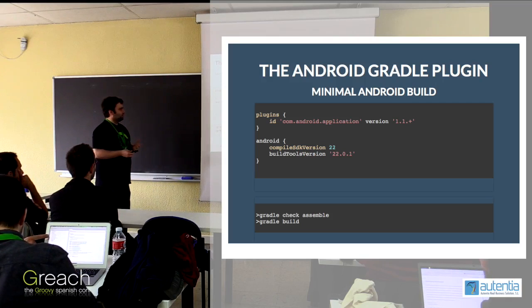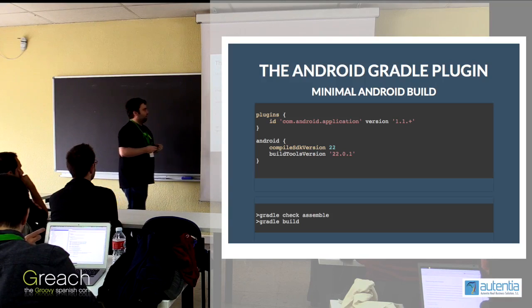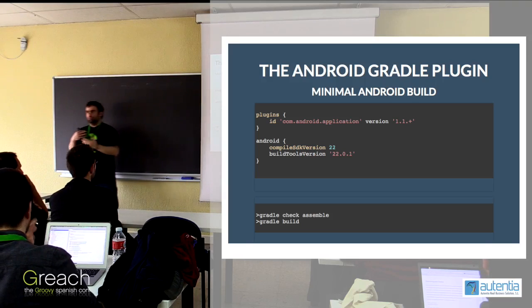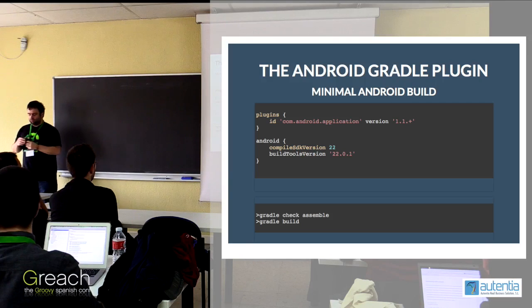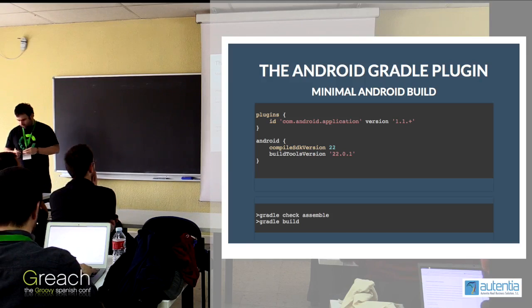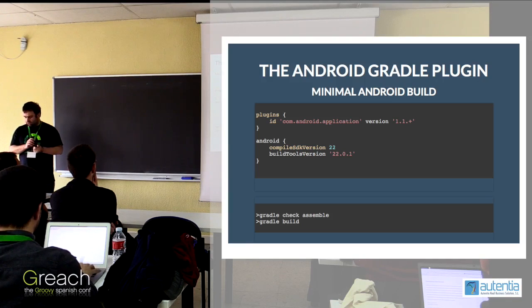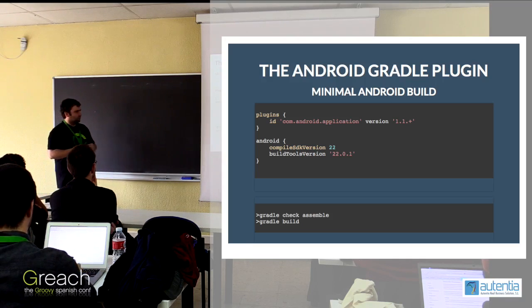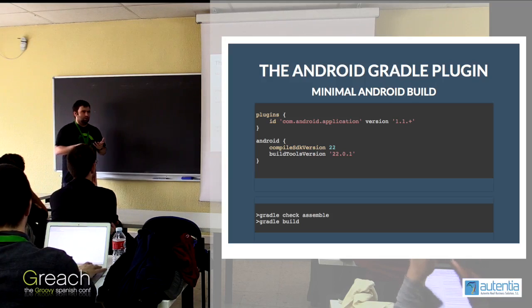And this plugin brings in a whole new section to your build with that android closure here, and everything Android-specific you do in that android block basically. There are two things you need to set. Required is a compileSdkVersion and a buildToolsVersion. That's basically all you need. So if you have that in place, you can run gradle check assemble to run all your tests. Later on I show you how that looks, and assemble builds all the APKs.